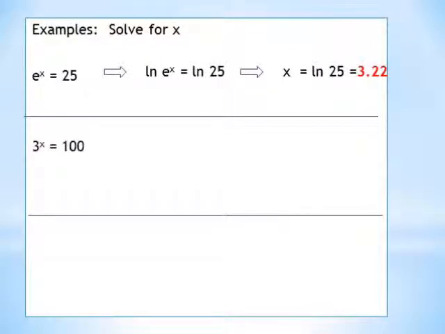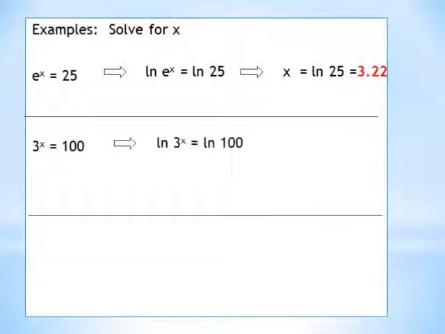Here's another example. 3 to the x equals 100. Yes, of course, we could do trial and error here. You could try 3 to the 4, 3 to the 5, and so forth to see which number is closest and go from there. But it's so much easier to use logarithmic functions.